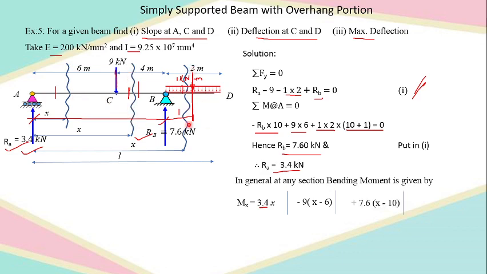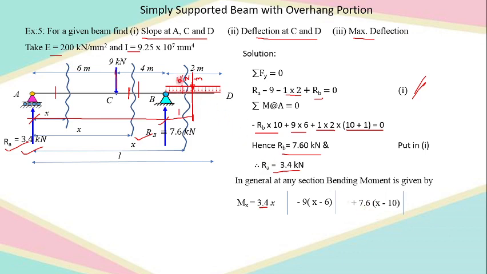Now take the third section and take the moment. Again, whatever is left on the left hand side: Ra into x, and 9 into x minus 6, of course minus 9 because it is hogging, or anti-clockwise. Here 7.6 is RB, so RB into perpendicular distance, the total being x minus 10. So RB into x minus 10, and one more is remaining here, that is a UDL.